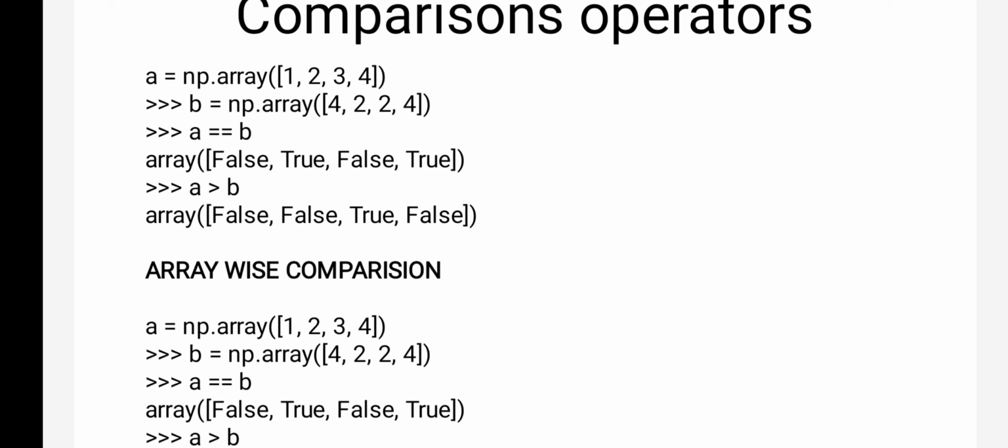Now you see a greater than b. You compare: 1 is greater than 4, false. 2 is greater than 2, false. 3 is greater than 2, true. 4 is greater than 4, false. So here one element of the array is compared with another element of the array. Here I have given equals to, double equals to, and greater than. The same example you can give for less than or equals to, greater than or equals to, and not equals to.